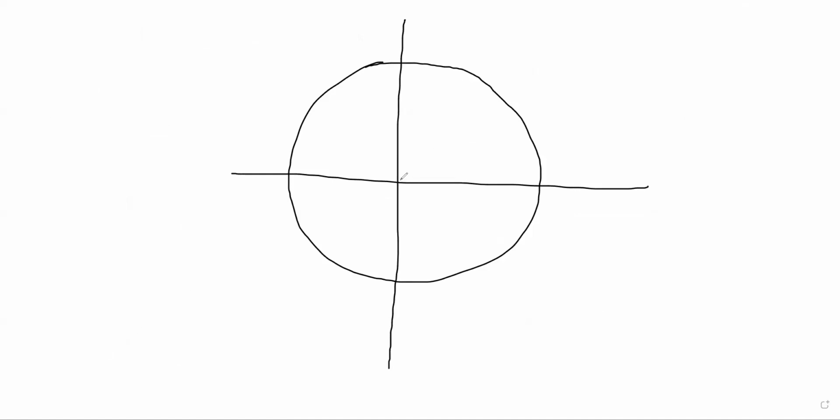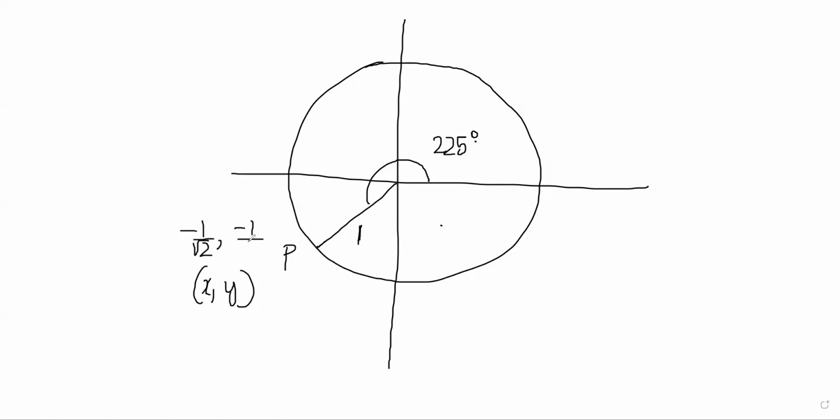For example, suppose I asked you the point was at 225 degrees. Can you find the x and y coordinates of this point? Radius is 1. Minus 1 upon root 2 x coordinate and minus 1 upon root 2 y coordinate.